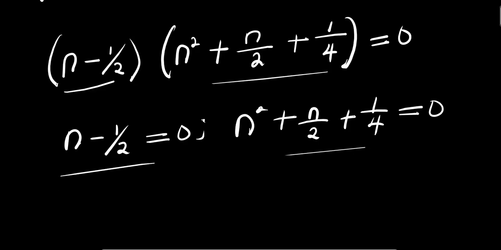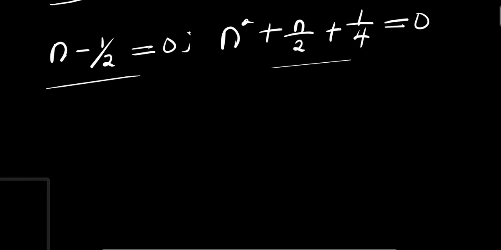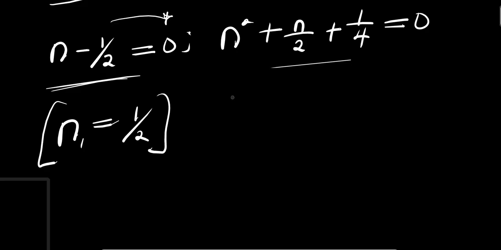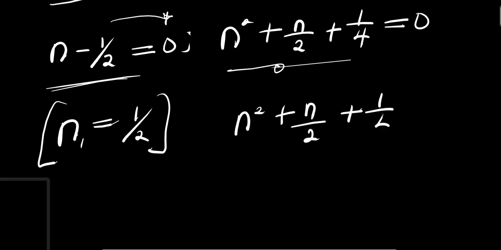Let's solve these individual equations. To solve this, we move this over here. We have n equals 1 over 2. That is my n1. To solve this right here, that is n squared plus n over 2 plus 1 over 4 equals 0.